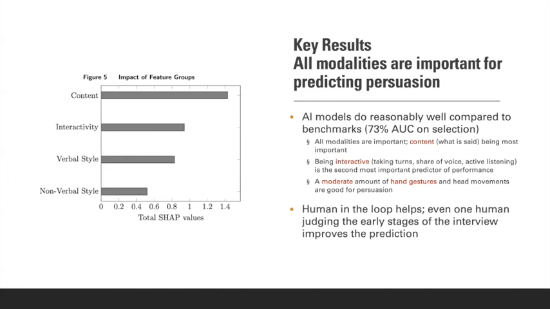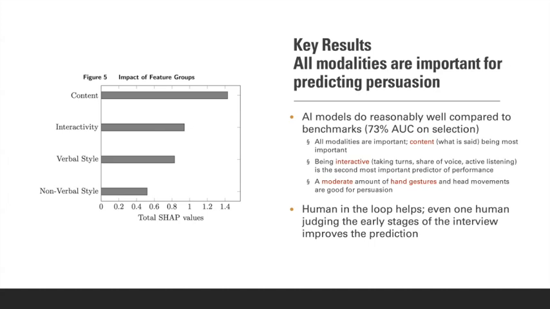Now, how did our multimodal model do in terms of performance? And what did we learn about the relative importance of different modalities? First, the good news: the model does reasonably well on selecting the right candidate or predicting their persuasion score. We learned that all modalities are important, content, what is said, being most important. The second most important modality is being interactive, which involves things like taking turns, active listening, and so on. We also learned that a moderate amount of hand gestures and head movements are good for persuasion.